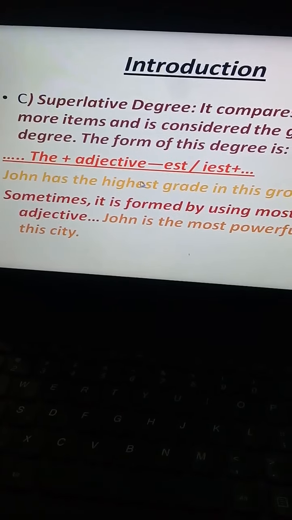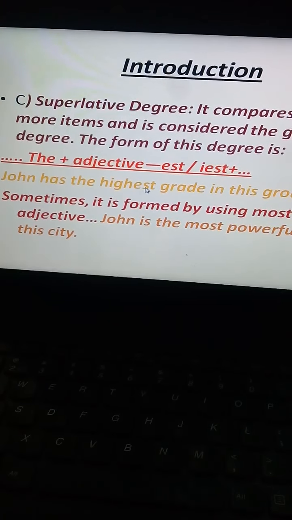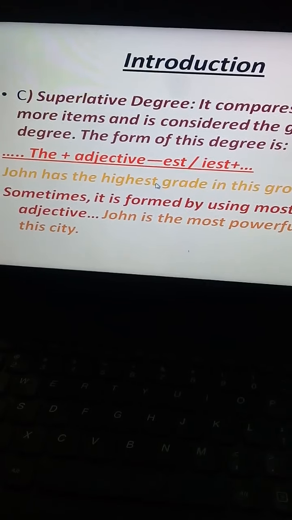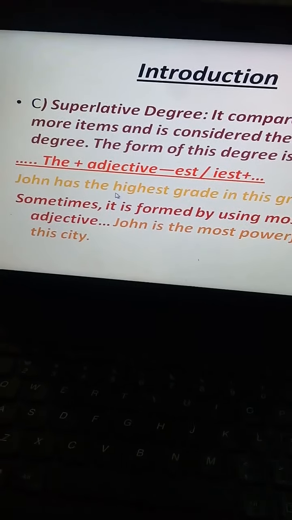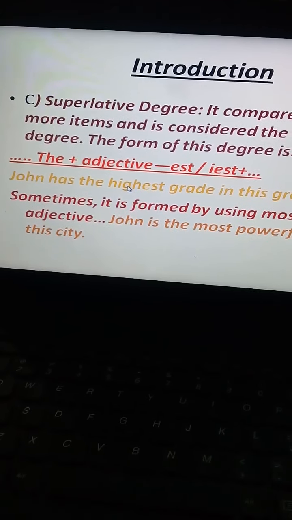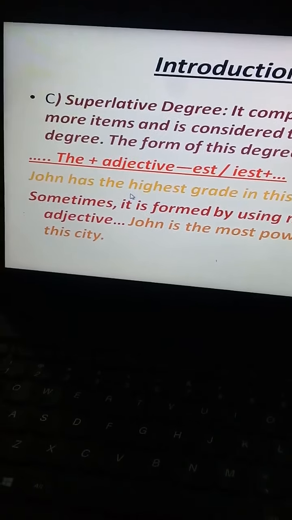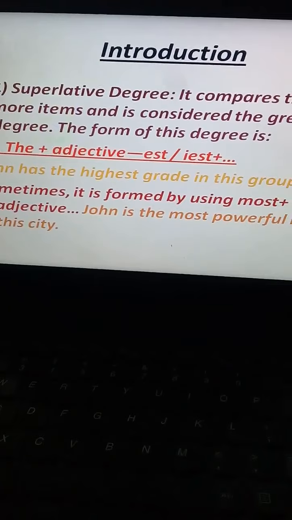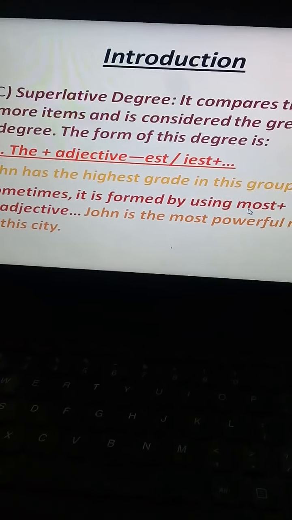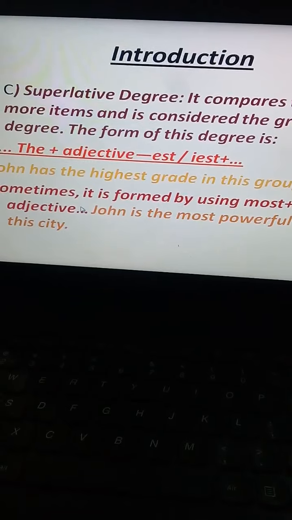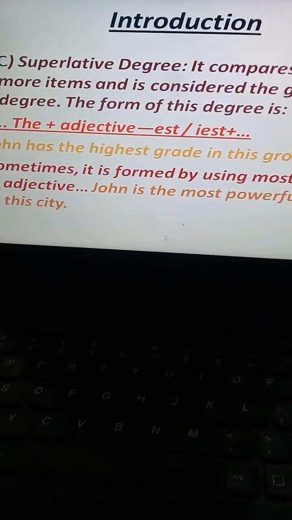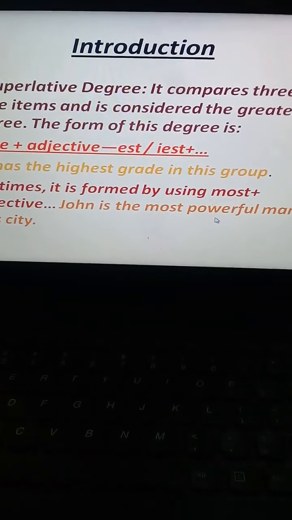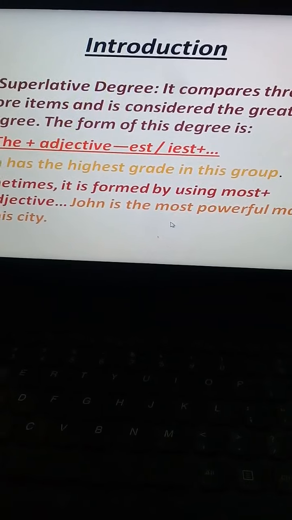Here highest is an adjective and it is written in the superlative degree. High is the root word and I have added est to high, so it becomes highest, the superlative degree. It means John has the highest grade in this group. Sometimes it is formed by using most with the adjective, like John is the most powerful man in this city. Here with powerful, we cannot say powerfulest. That is why I have to use most.